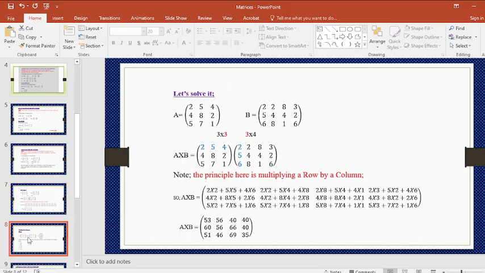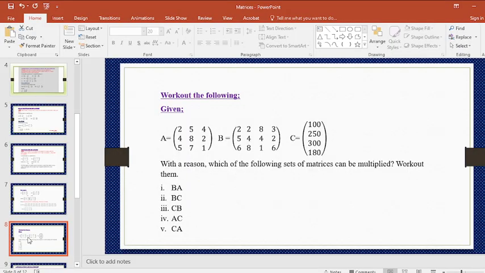Okay, let us continue again with the following examples. We are saying that work out the following. Given that A equals 2, 4, 5, then 5, 8, 7. Hope you can see with the entries in matrix A. Then you have matrix B and C. The question says, with the reason, which of the following sets of matrices can be multiplied and work out them?